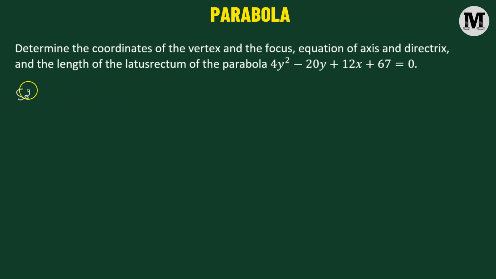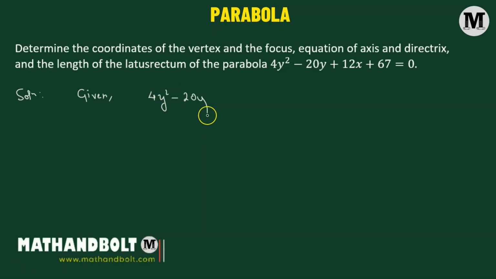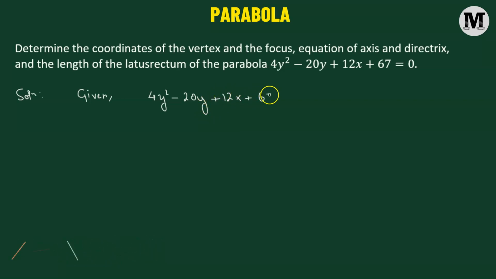Let us begin. We are going to start with the given equation of the parabola and try to write it in its standard form. So here we have 4y² − 20y + 12x + 67 = 0. We'll keep the first two terms and transpose the third and the fourth term to the right hand side, and that's going to give us 4y² − 20y = −12x − 67.